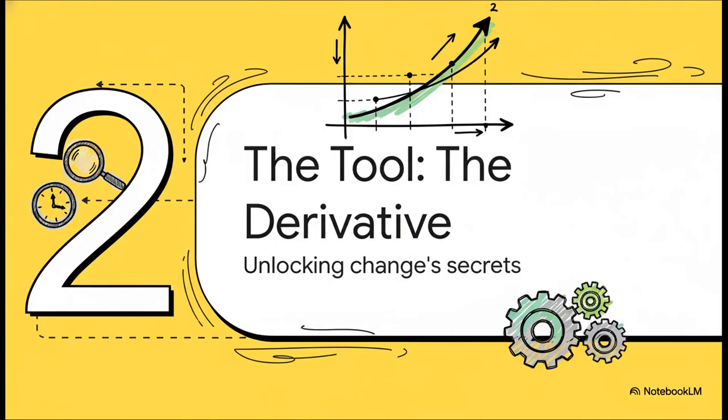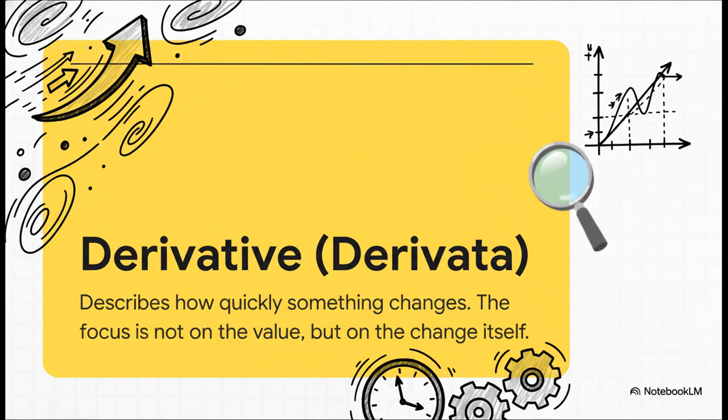And to answer a question like that, you can't just use regular old math. You need a specific tool. And that tool, my friends, is called the derivative. It's basically designed for one thing: unlocking the secrets of change. And I love this beautifully simple definition from educator Shuriye Omar. The derivative describes how quickly something changes. That's it. The key thing to get here is that we're shifting our entire focus. We're not looking at static values anymore. We're looking at the dynamic process of change itself.